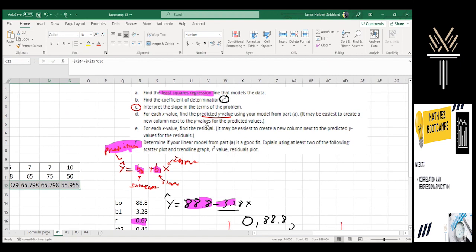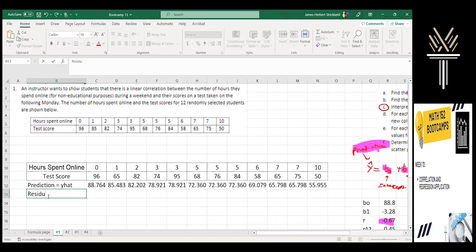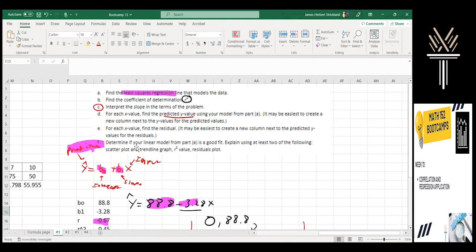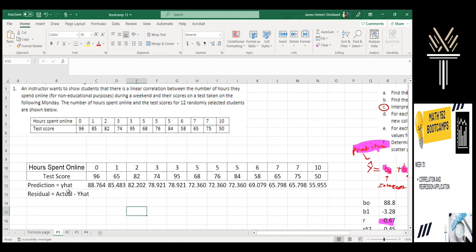Now it says find the residual. And so our residual is just defined. Residual is the actual event minus the predicted event, in this case, y hat. We just want to do that subtraction. And if you need it, they actually tell you right here, actually they used to tell you there, they don't tell you there anymore, but yes, it's just actual minus y hat.